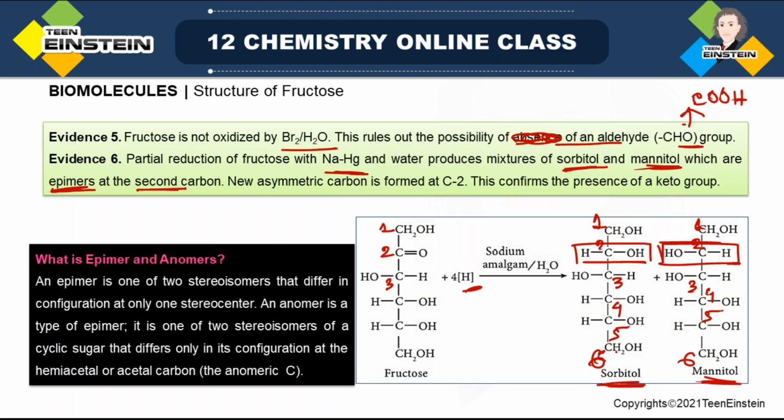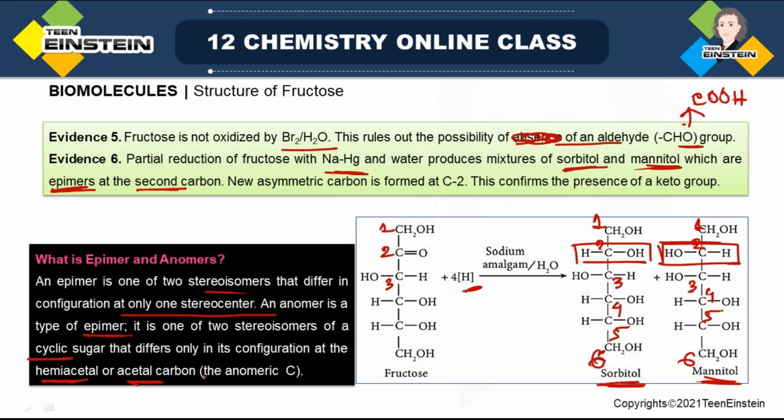So what is epimer or anomer? An epimer is one of the two stereoisomers that differ in configuration only at one stereo center. And anomer is basically a type of epimer. It is one of the two stereoisomers, but the difference is that it is now in cyclic form. So it is a special case, but the basic definition is the same: it differs in its configuration only at one position, which is the hemiacetal position.